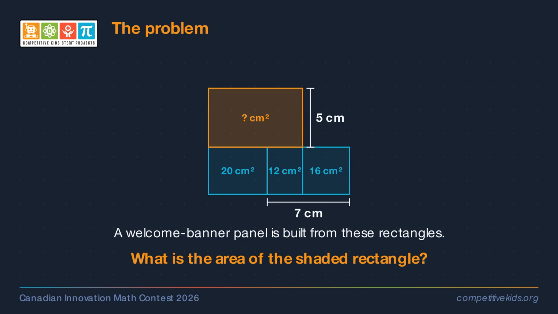A top cap rectangle sits on the first 2. The last 2 bottom rectangles together are 7 centimeters wide. The cap is 5 centimeters tall. Find the area of the cap.